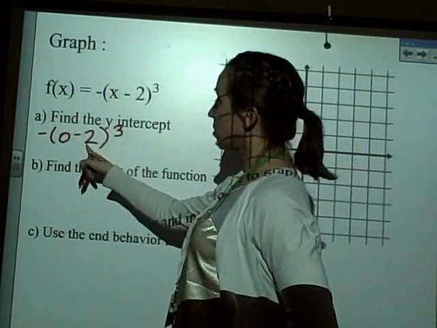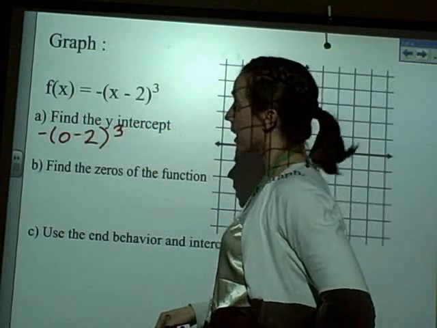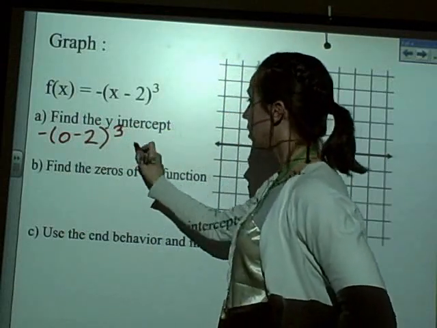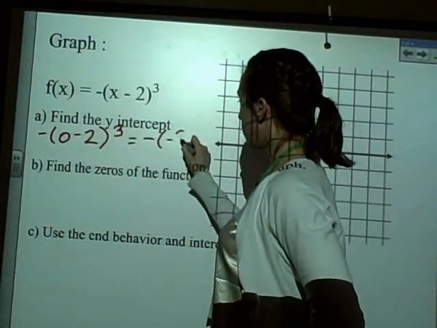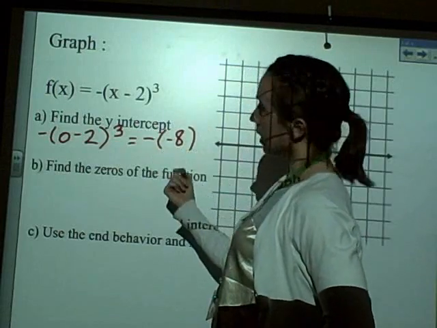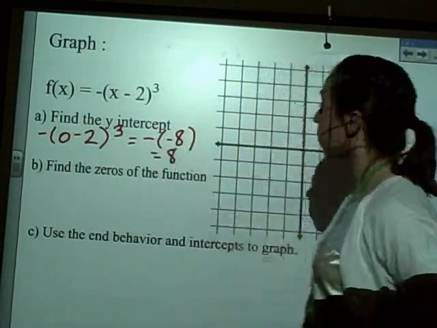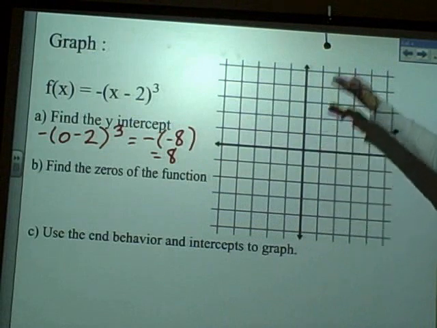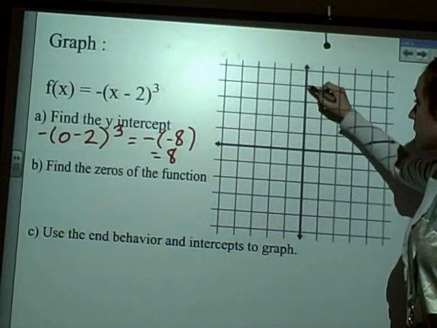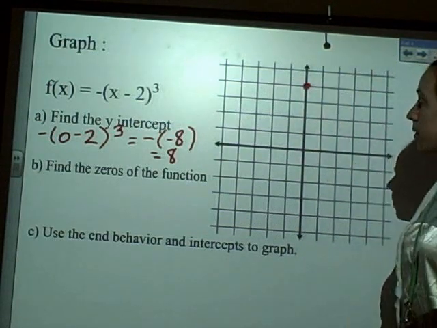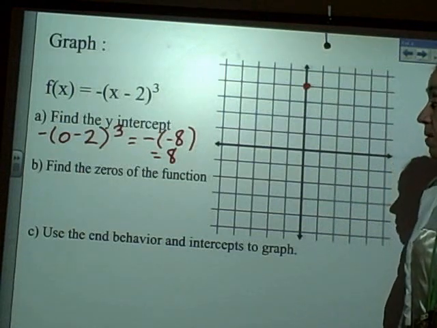That'll give me negative 2 to the third power is negative 8. Negative 8 times negative 8 just gives me 8. So when x is 0, y is 8. So 2, 4, 6, 8. That's our y-intercept. Now we want to find the zeros.